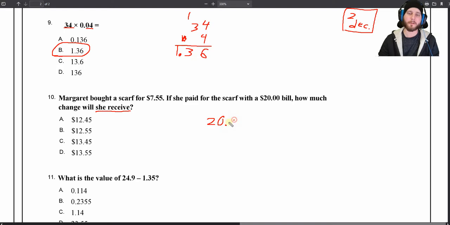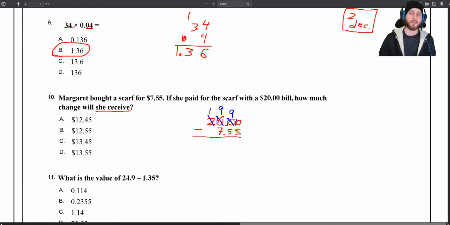So $20 minus $7.55, making sure my decimal places are lined up. There's going to be quite a bit of borrowing going on here, so I'll try to change colors so it stands out a bit more. We cannot borrow from any of these zeros. We have to borrow from this 2 to make this into a 10 first. So change that 2 into a 1 and make this a 10. Then I borrow from this 10 to make it a 9 and make this a 10. Then I borrow from this 10 to make it a 9 and make this a 10. That's how the borrowing should work.